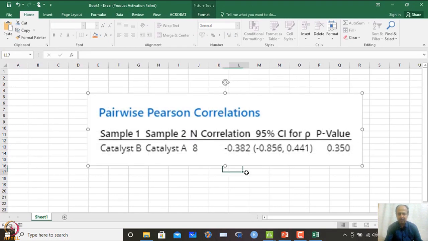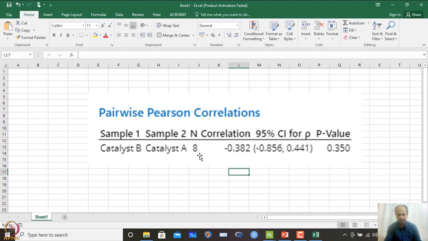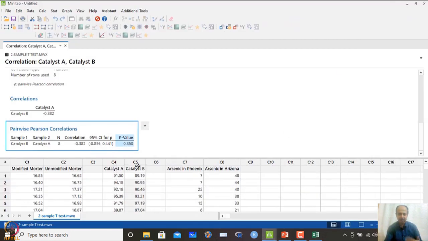Over here you see that the p value is greater than 0.05, so that means there is no significant correlation between catalyst A and catalyst B, the data sets in sample 1 and sample 2. Correlation can be checked by Pearson correlation, as we have discussed, and whether they are significantly correlated or not can be seen with the p value reported here. A p value more than 0.05 indicates that there is no statistically significant correlation. If it is less than 0.05, we can say there is a significant correlation. So the data seems to be independent, so the second condition also holds.